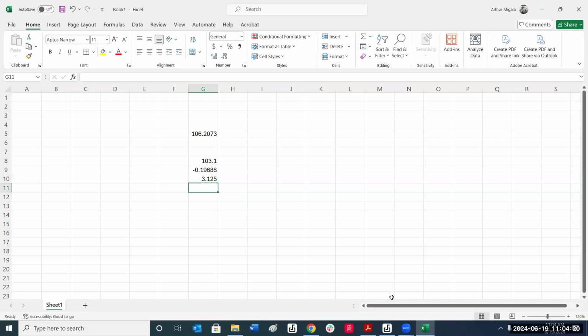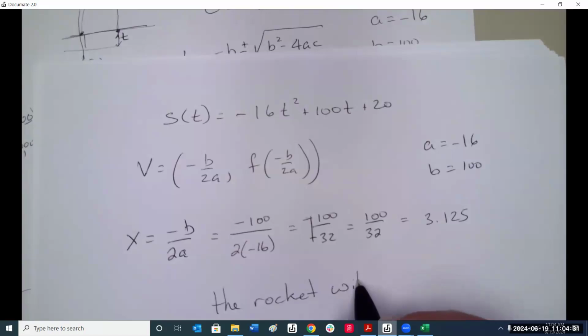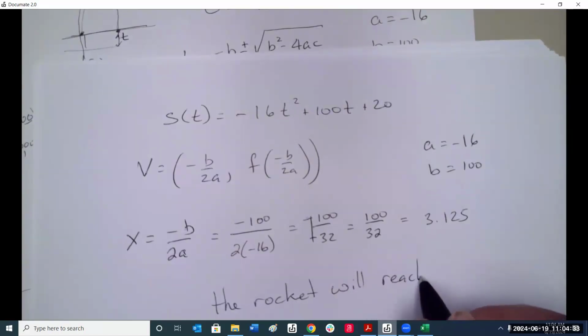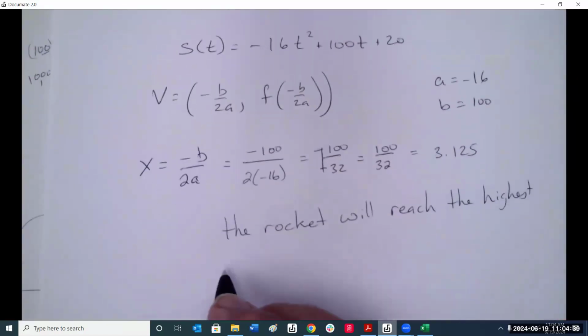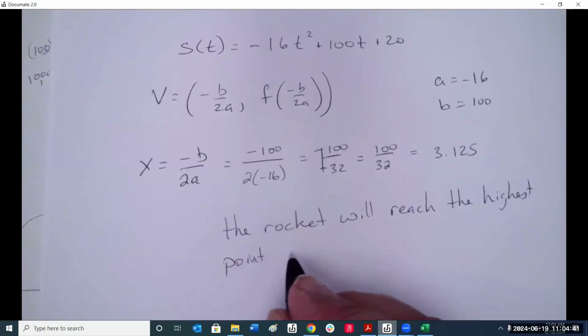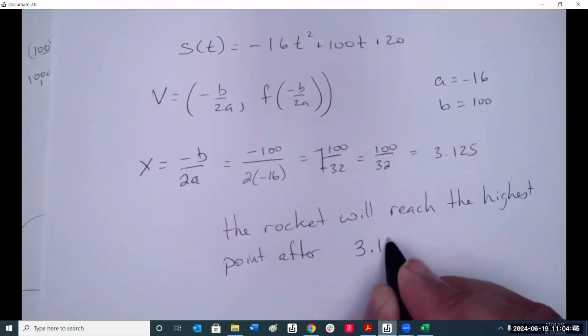3.125. So the rocket will reach the highest point after 3.125 seconds.